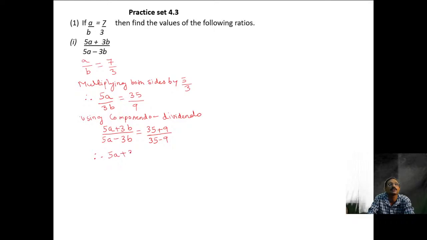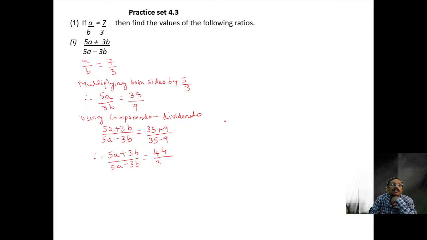5a plus 3b upon 5a minus 3b is equal to, what is 35 plus 9? If you add 35 plus 9, I will be getting 44, and from 35 if I remove 9, I will be getting 26. Let's add and see: 35, 36, 37, 38, 39, 40, 41, 42, 43, 44. I'll be getting 44.